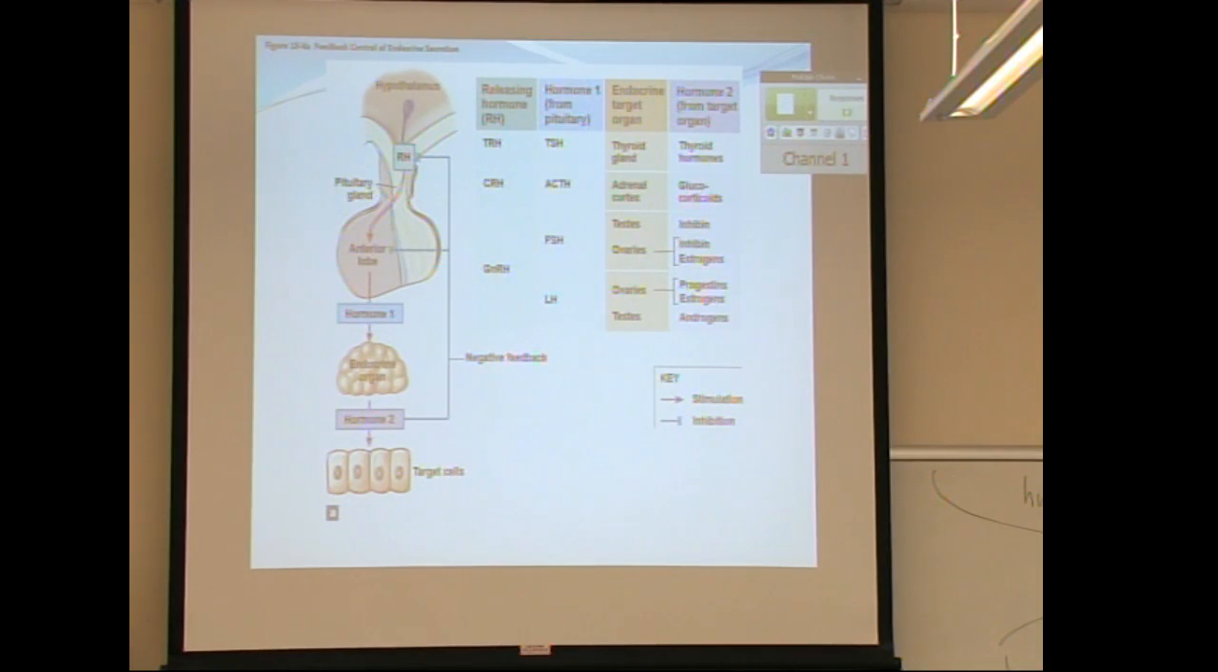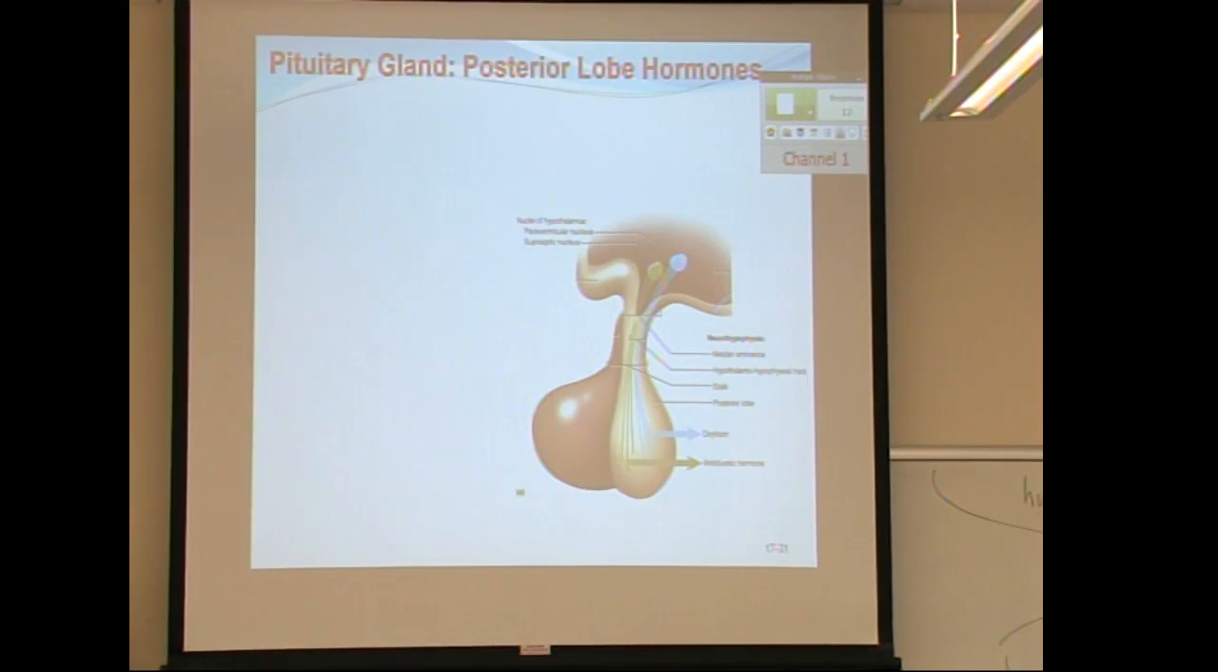All right, I didn't see it in the book. So the posterior is a lot simpler. Hormones are made here, and these blue and green lines are actually axons, and the axon terminal is in the posterior pituitary. There's no blood vessels, it's not traveling through the blood, it's just going through an axon, and it's stored down here until it gets a signal to get released.